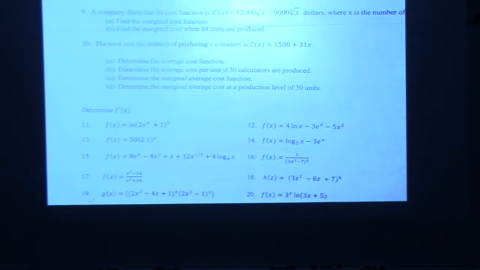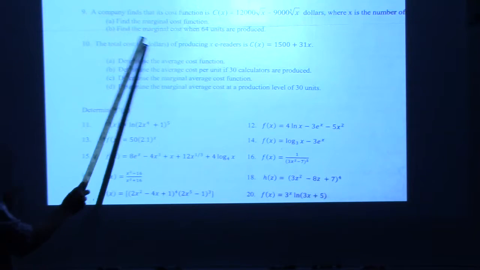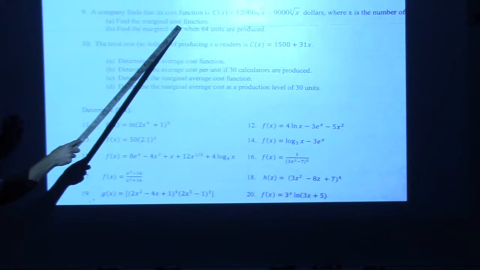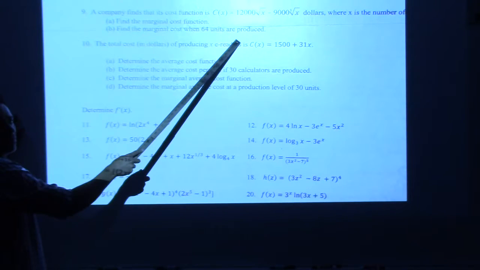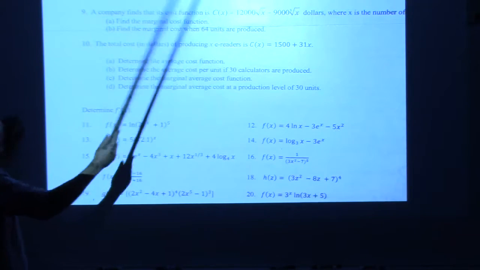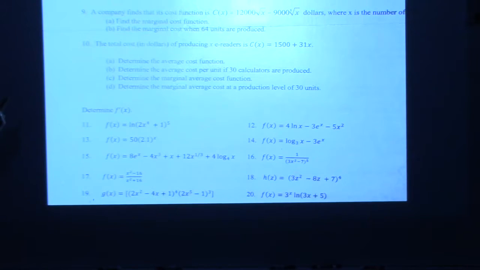A company finds its cost function is this. Find the marginal cost function. What does that mean? Take the derivative. Find the marginal cost when 64 units are produced. What do you do there? Plug 64 into the derivative. You want that, don't you?